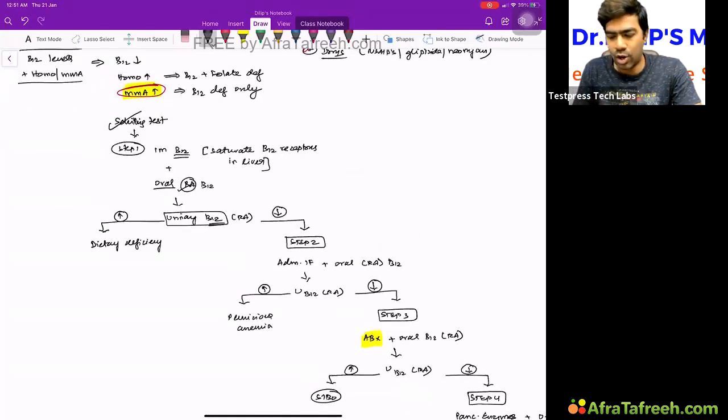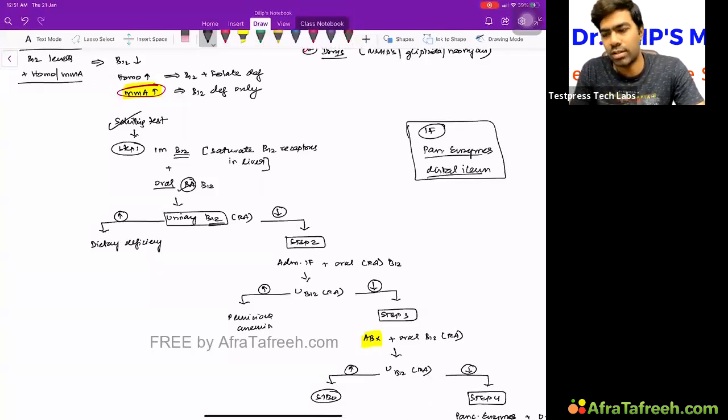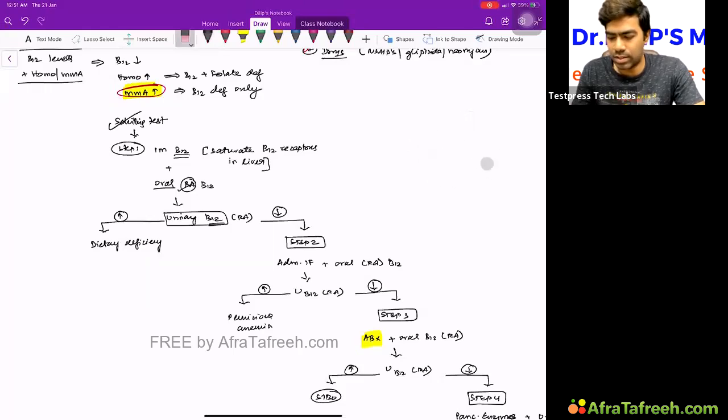Remember, all these are important. Intrinsic factor is important. Then pancreatic enzymes are important. Then the distal ileum is important. So these are the 3 key things that are important for absorbing B12. If there is a problem in any of these, you will end up with a deficiency of B12. That's all, apart from dietary deficiency. Dietary deficiency means you're not taking a sufficient amount of B12.